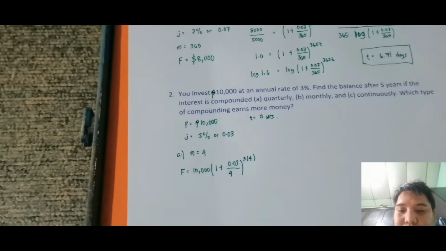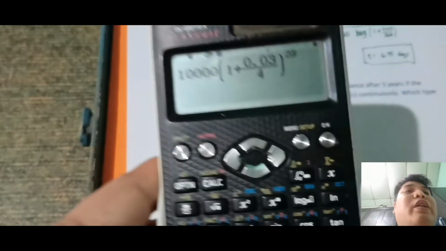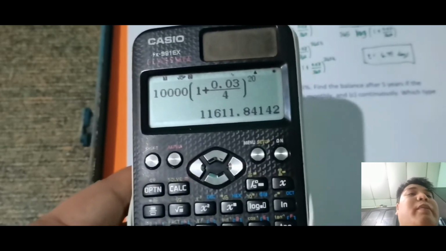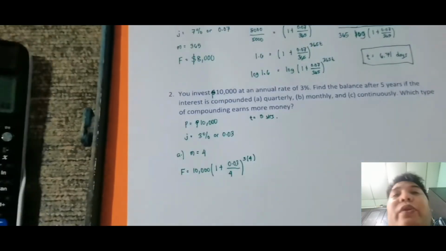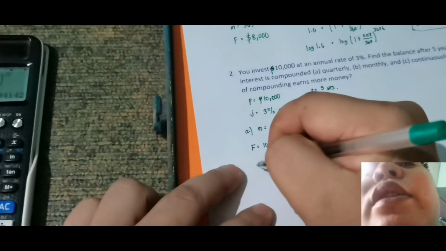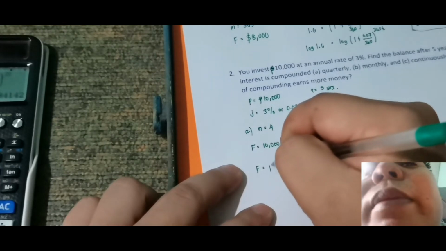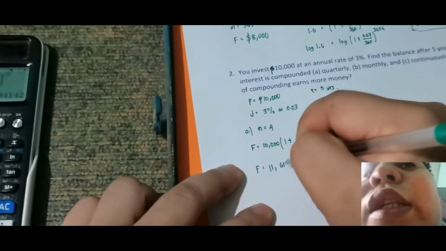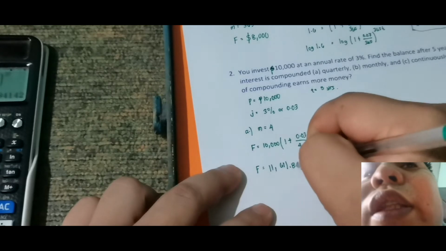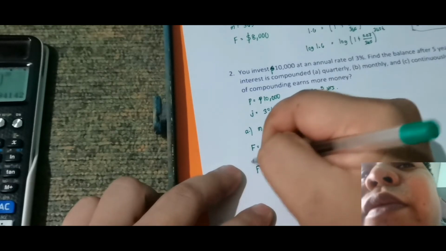So, 1 plus 0.03 over 4 raised sa 20. Kasi 5 times 4 is 20. So, check natin. That is 11,611.84. So, after down ng pag quarterly, this is just 11,611.84. This is peso.